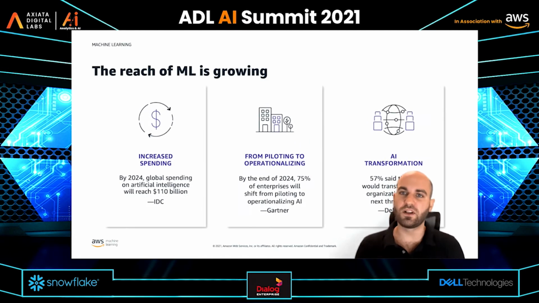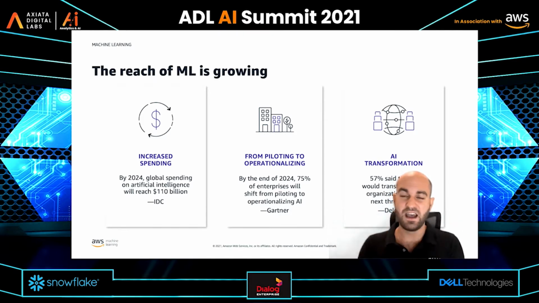And if you follow a variety of different research companies like IDC or Gartner, Deloitte, we can see that there's a trend of machine learning and AI becoming commonplace in pretty much every company. Actually, IDC estimates that by 2024, the global spending on AI is probably going to reach $110 billion.